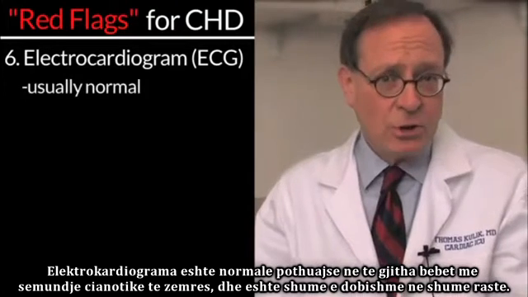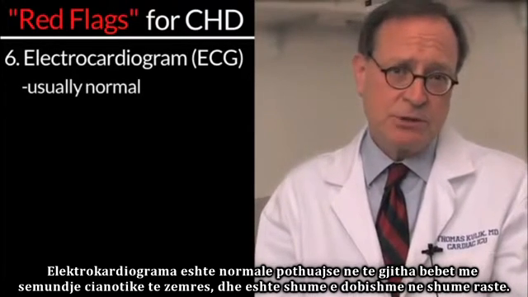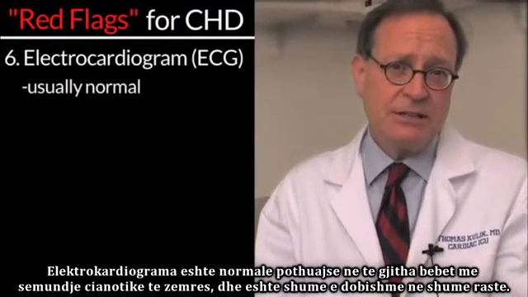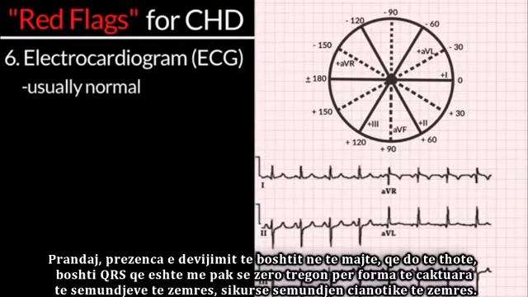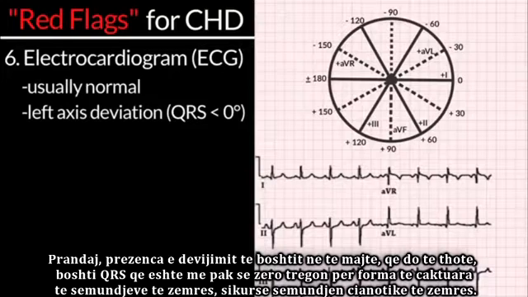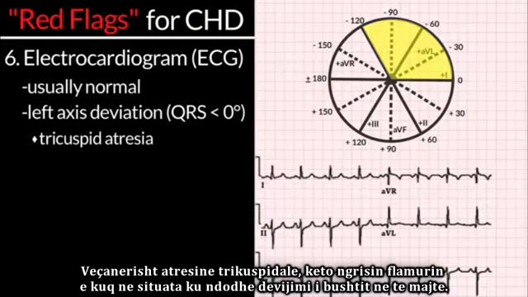Electrocardiogram is generally normal in most babies with cyanotic heart disease and isn't terribly useful in most cases, therefore, although the presence of left axis deviation, that is to say a QRS axis of less than 0, does run along with certain forms of cyanotic heart disease, especially tricuspid atresia, and certainly raises a red flag in the circumstances in which left axis deviation occurs.